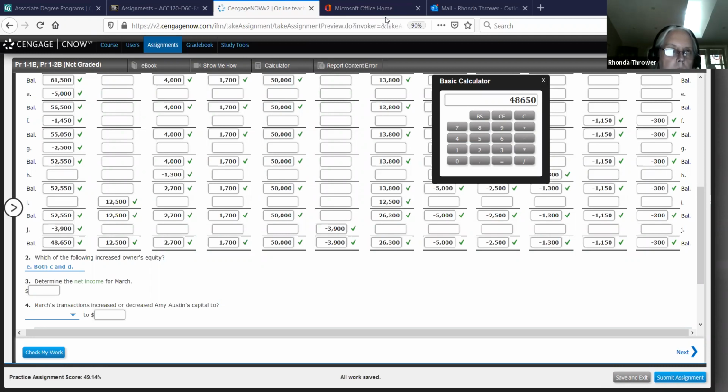So this company was profitable for the month of March. But what could have happened is our expenses could have been larger than our revenue. If your expenses are larger than the revenue that you've earned for that period of time, you will have what is called a net loss. A net loss will decrease your owner's equity, or the owner's worth in the business. But in this situation, we had net income.